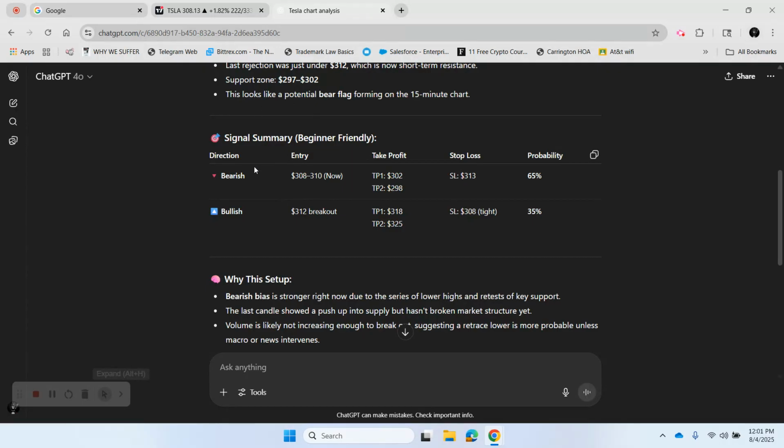So then it gives this. A bearish entry between 308 and 310. Your TP would be 302, your stop loss would be at 313. So you've got a 65% probability that the bearish setup will play out.